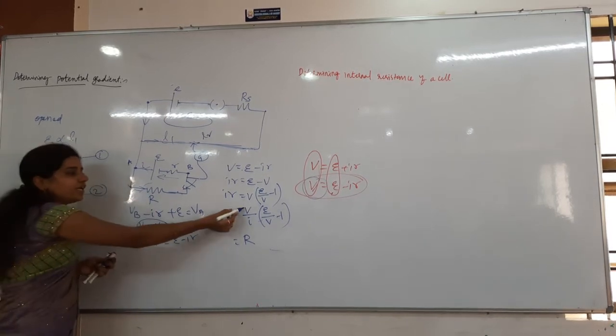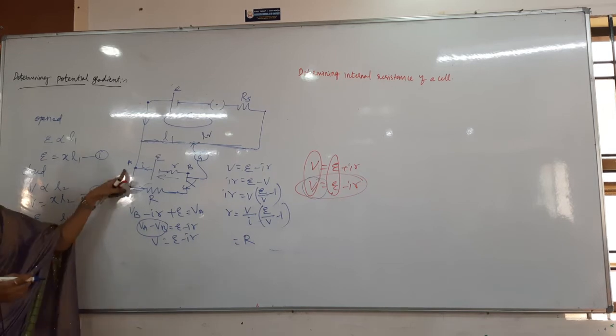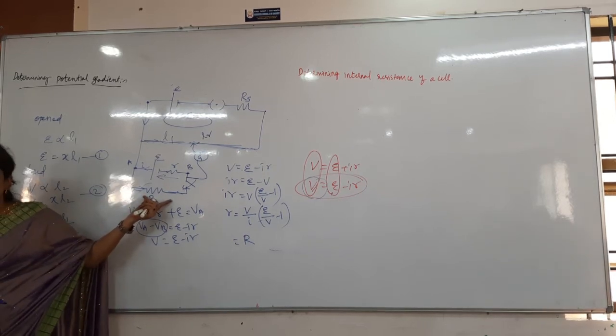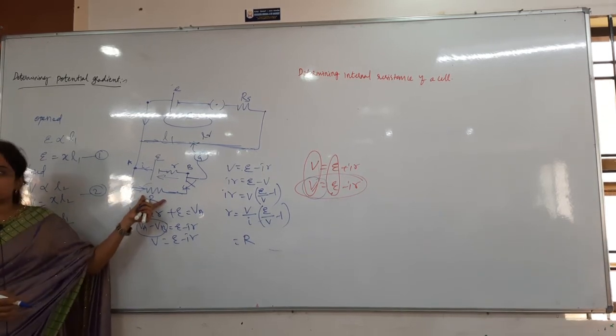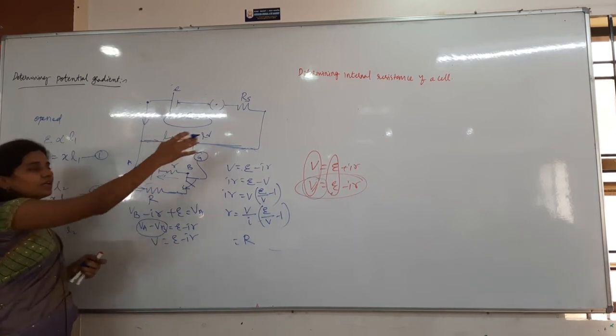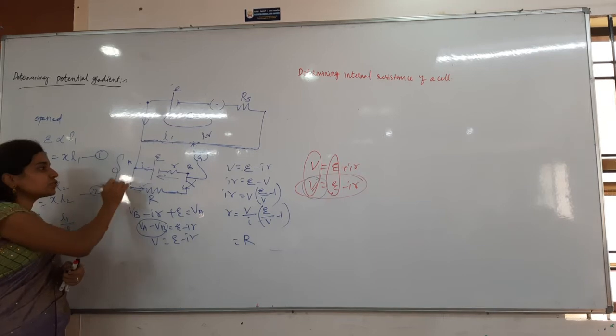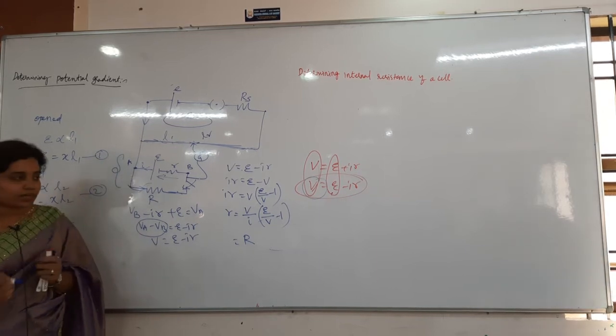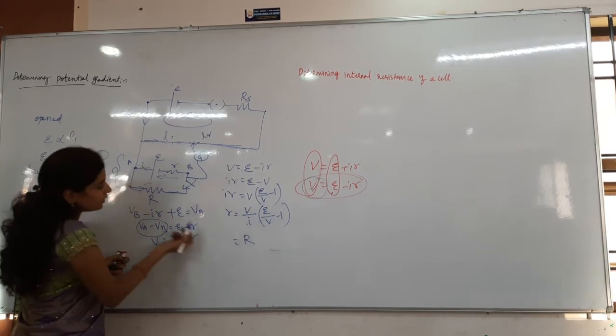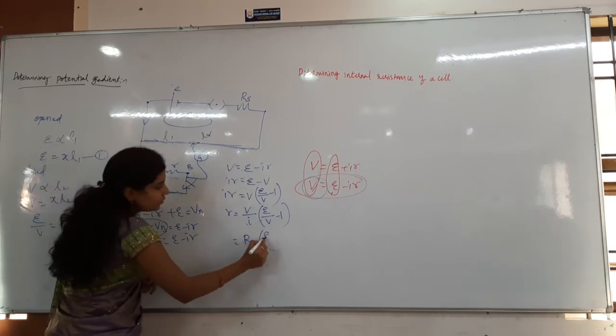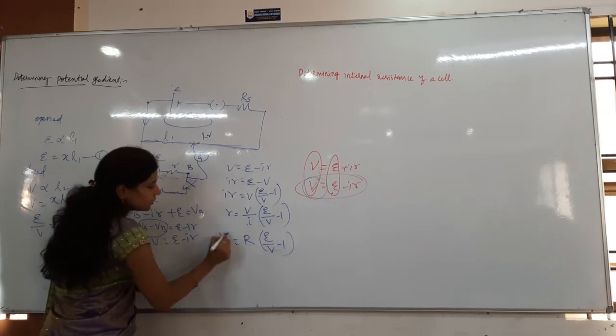The current V and then I. Where is V? V is there across the resistor only. And I is flowing only across the resistor here. We should not take the wire here. In wire nothing is flowing. I said already only the secondary circuit should be considered here. Clear? Now here V by I is nothing but the resistance R, into E by V minus 1. This is the R value.